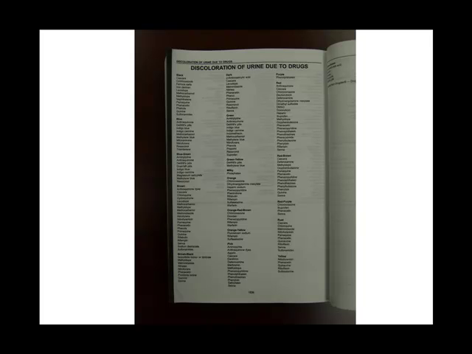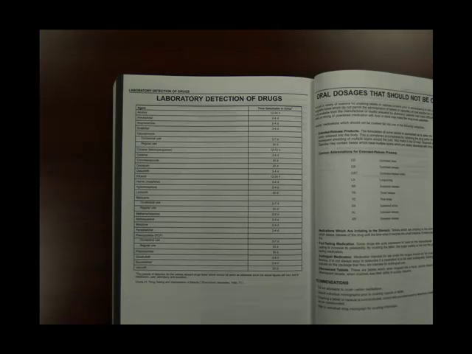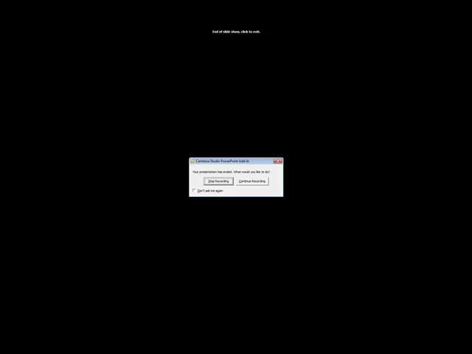Things like discoloration of urine due to drugs, laboratory detection of drugs, in the sense of how long a given controlled substance can be detected in someone's urine. All that sort of information is going to be available to you in these books. There's also other things about vitamin K content, some other things.